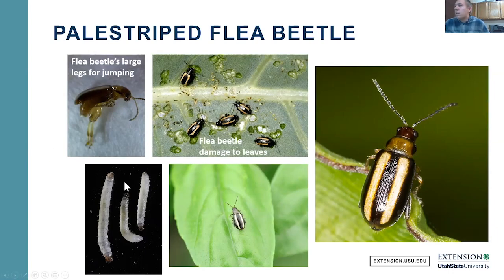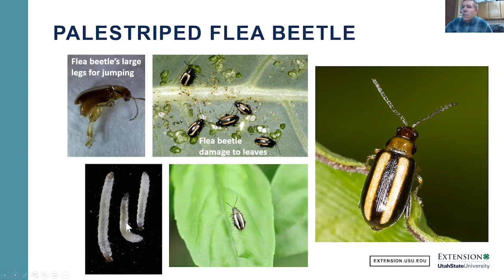Something else a little bit different is generally the larva stage is what's been the problematic stage for most of these pests that we've talked about. But with the pale striped flea beetle, the adult stage is the one that really causes problems.